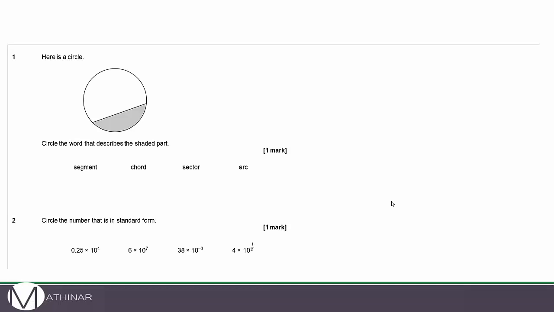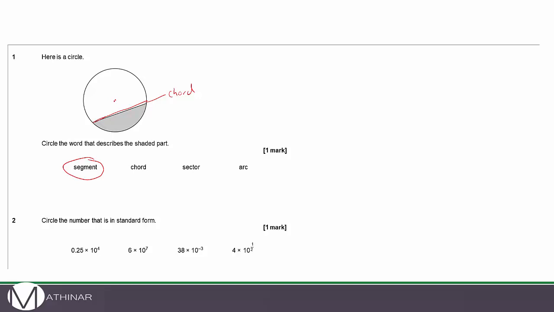Question number 1. Here is a circle. Circle the word that describes the shaded part. So this shaded part here is known as a segment. We might as well go through some of the other words. So a chord is a line that goes from one end of the circle to the other end but doesn't pass through the middle. That's a chord. If it passed through the middle, then it would be called a diameter.